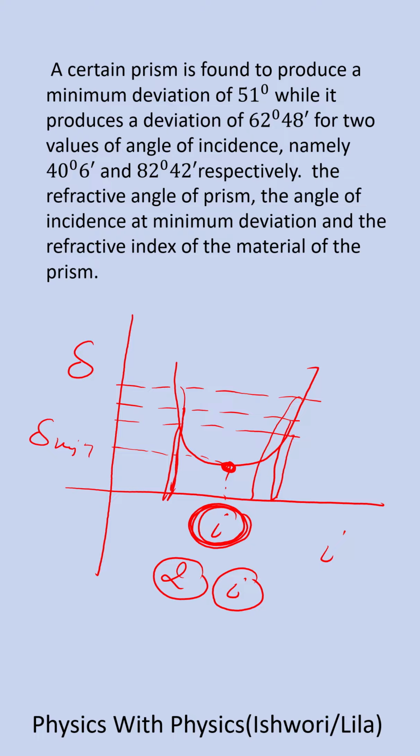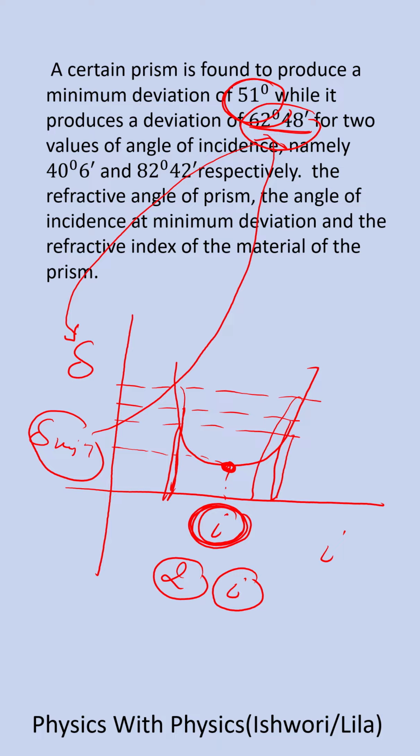Here the question says, the prism produces a minimum deviation of 51 degree. This is 51 degree. While it produces a deviation of 62 degree 48 minutes. The deviation is 62 degree 48 minutes.